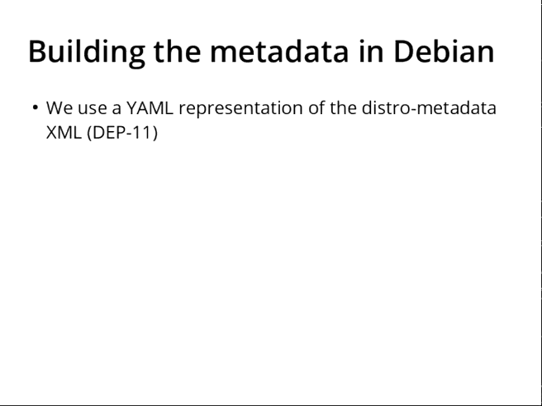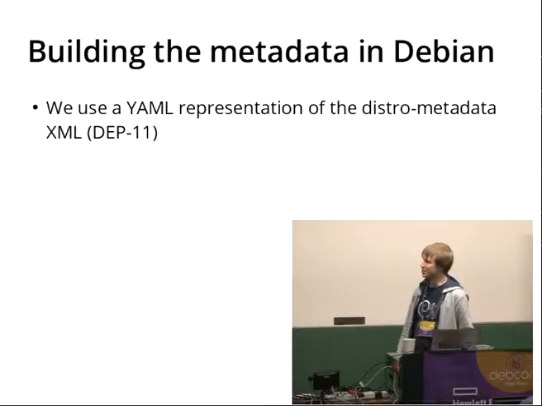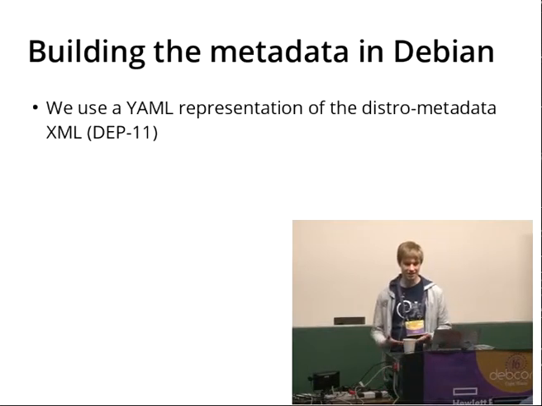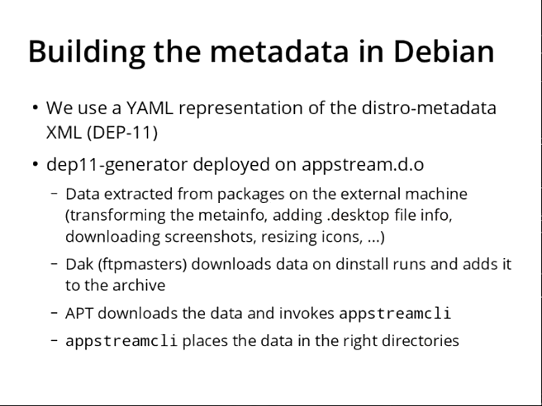So what do we do at Debian? We use a YAML representation of the distro metadata. Initially, this was supposed to be XML, but our FTP masters don't like it, so we use YAML now as the main format for this. As you might remember, in the last talk at the last DebConf, this was still not happening. It was just an idea that we might ship this in Debian. Now we do, as you can see when you open GNOME Software, and it has all the nice metadata.